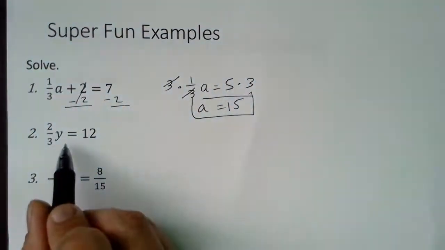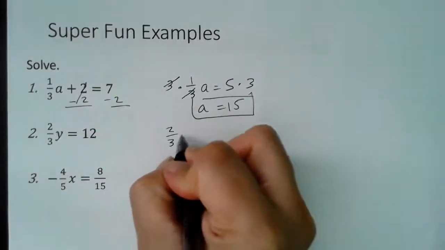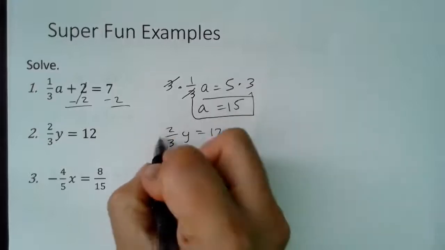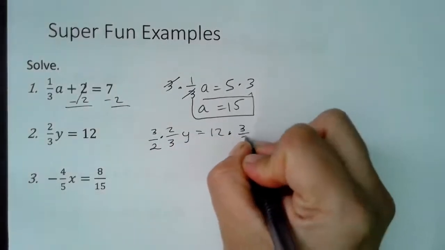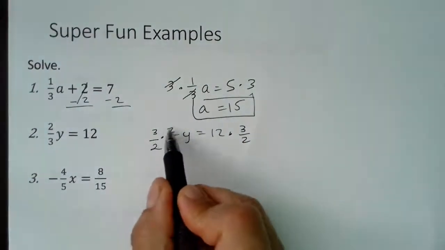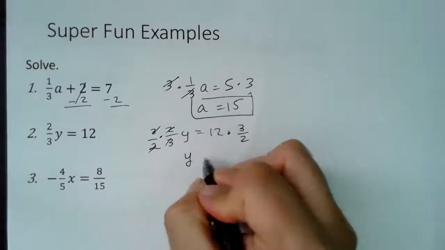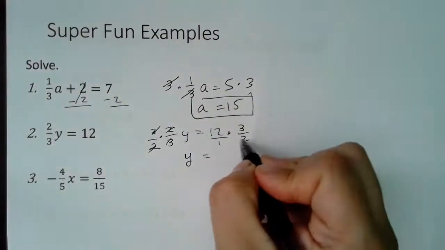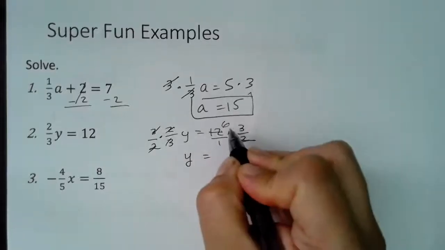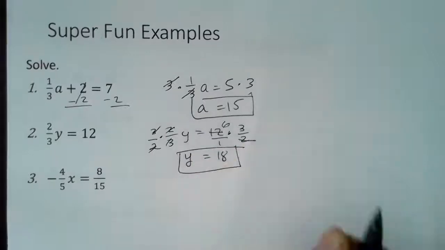So again here, 2/3 y is equal to 12. To get y by itself, multiply by the reciprocal of the fraction, and that'll just give you 6 over 6, which is 1, so effectively canceling it out. So y is equal to 12 over 1 times 3 over 2. 2 goes into 12 6 times. 6 times 3 is 18. So y is equal to 18.